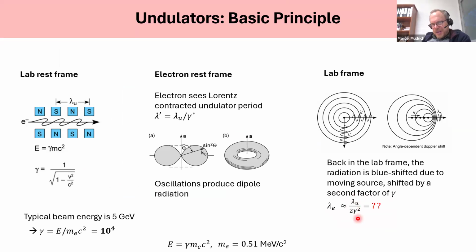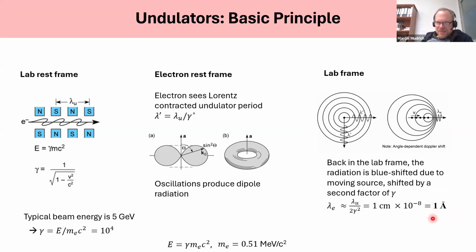2 centimeters divided by 2 times gamma square, with gamma being 10,000, so gamma square is 10 to the 8. So 1 centimeter divided by 10 to the 8. 1 centimeter is 10 to the minus 2, divided by 10 to the 8, is 10 to the minus 10 meters, 1 angstrom. So that's where we want to go, right? That's X-rays.